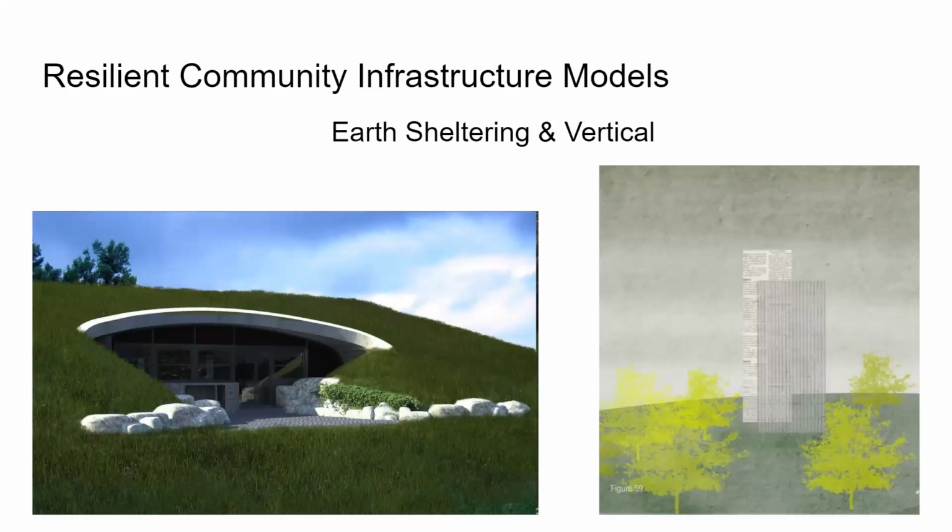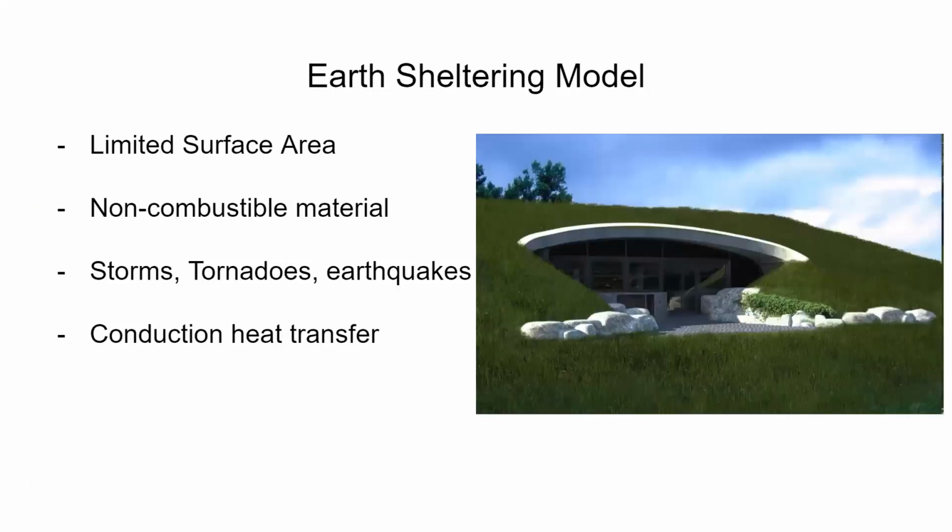Resilient community infrastructure models: earth sheltering and vertical. First, earth sheltering models are protective against wildfires, as limited surface area of the structure is exposed and non-combustible or fuel-treated material is on and around the structure. This model is also defensible against tornadoes, storms, and earthquakes.